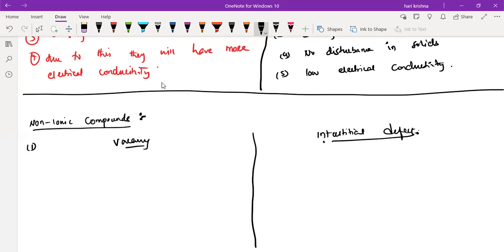Whenever atoms are missing in the solid, will the density increase or decrease? Suppose two atoms are missing from their lattice points, then the density of the solid will increase or decrease? Decrease. That means whatever the consequences are in the Schottky defect, it is similar for the vacancy defect, right? But the only thing is, the vacancy defect is shown only in non-ionic compounds, and the Schottky defect is shown in ionic compounds. That is the only difference between the two.